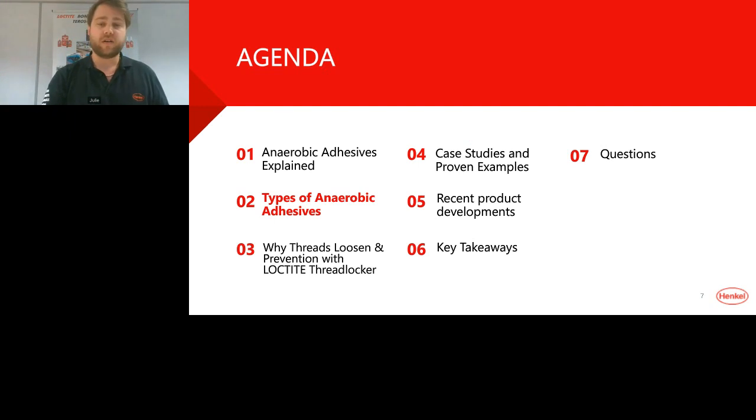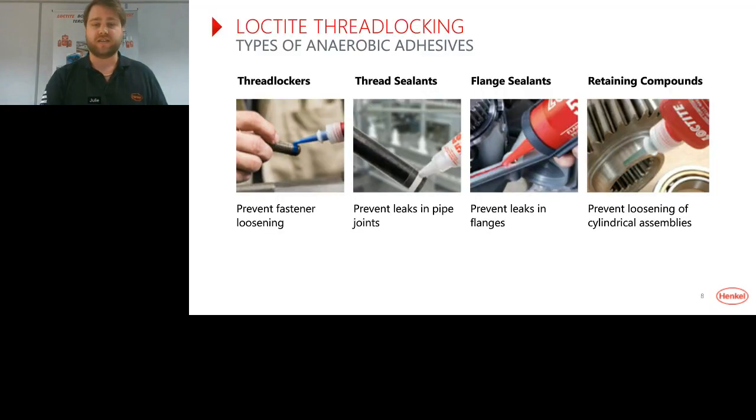We're now going to talk about the types of anaerobic adhesives. We have 4 main categories: thread lockers, thread sealants, flange sealants, and retaining compounds. Thread lockers are used to lock and seal threaded assemblies, such as nuts, bolts, and grub screws. Thread sealants will seal and lock threaded fittings, such as pipework and elbow joints. Flange sealants are used to seal flanges and gaskets, and a good example of this is gearboxes. And retaining compounds are used to bond and seal cylindrical assemblies, such as gears and bearings.